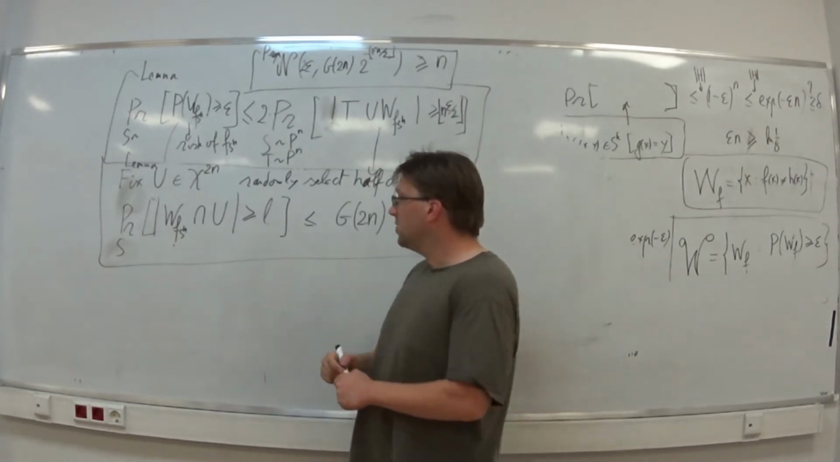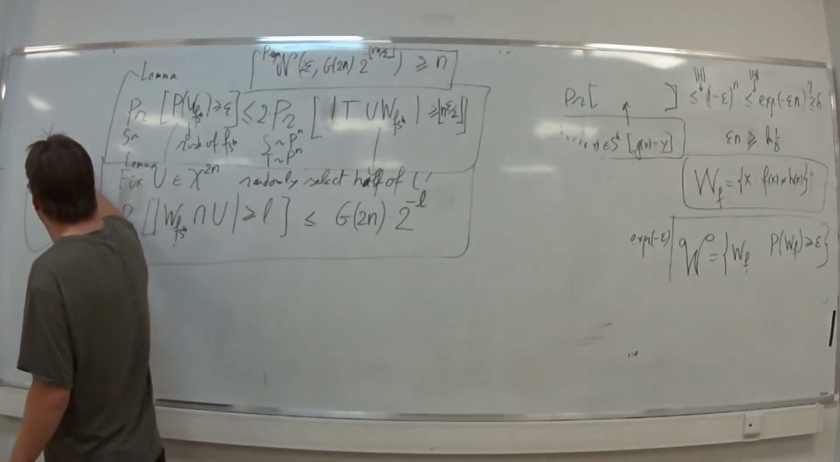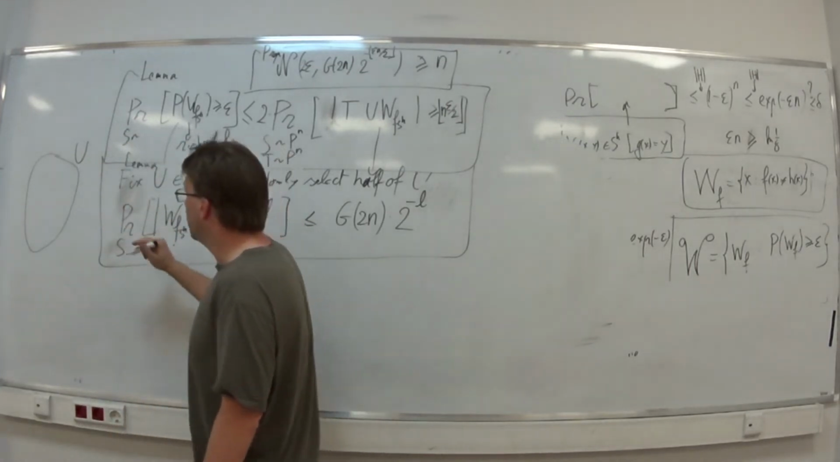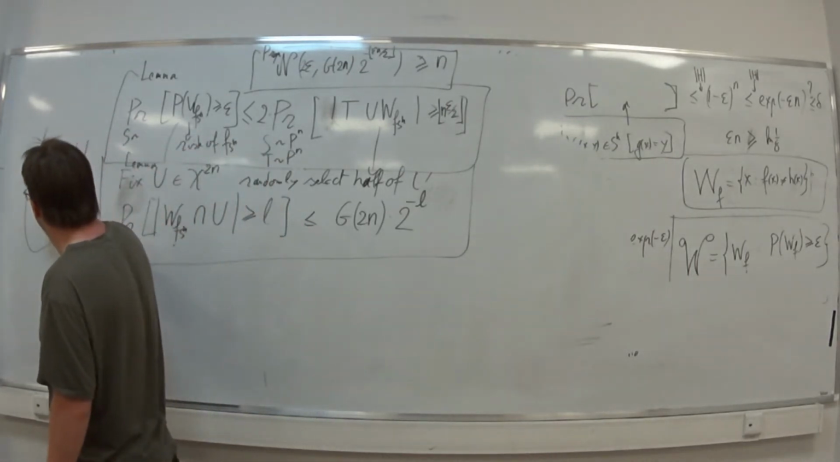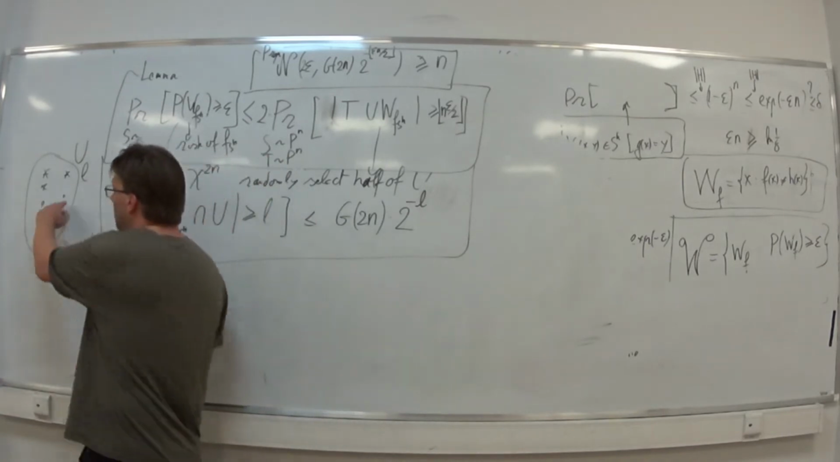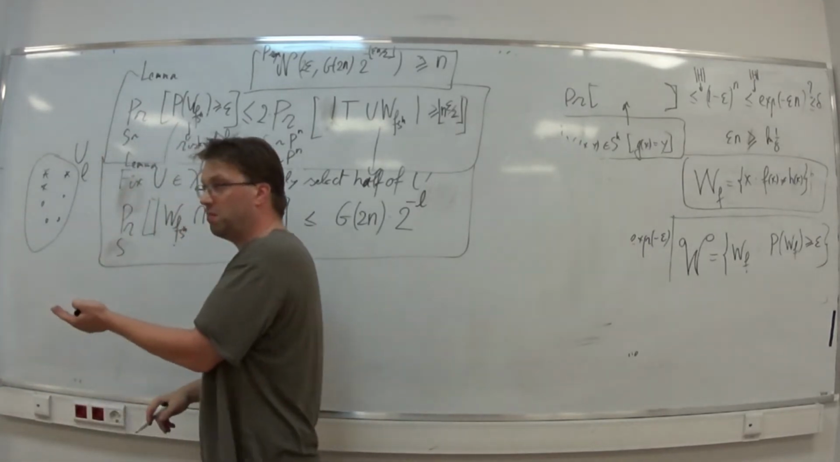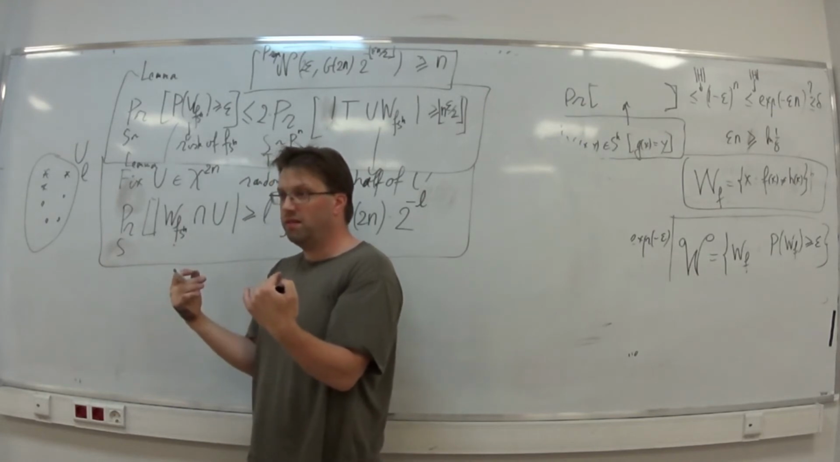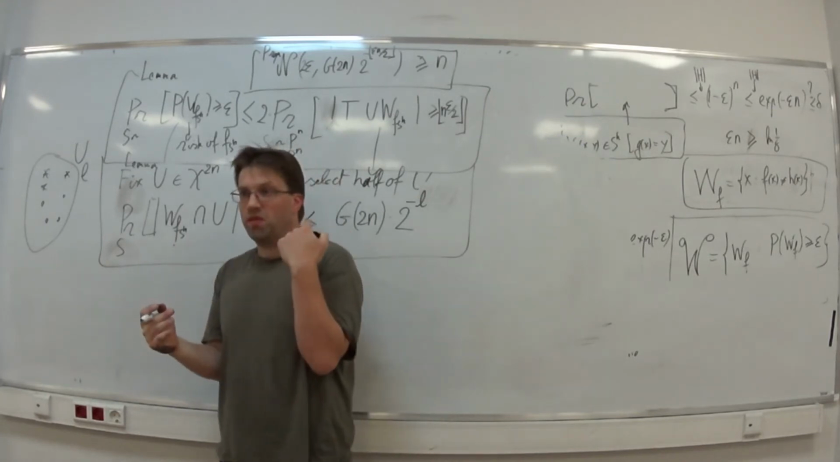So here, what is this? We have a bag, U. We need to select, so there we assume that there are at least L bad elements. And now we select a random half, and we need to bound the probability that this random half does not contain any bad elements. And this you should remember from the seminar.